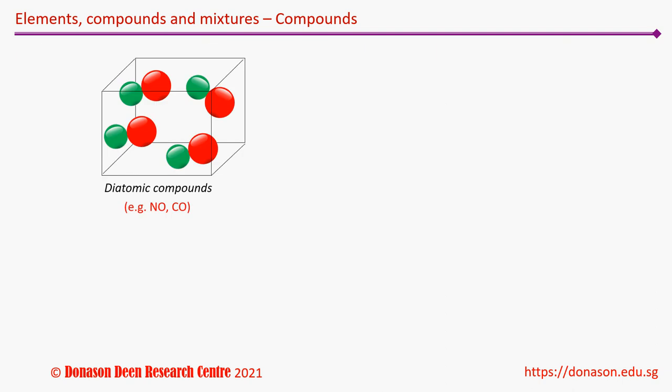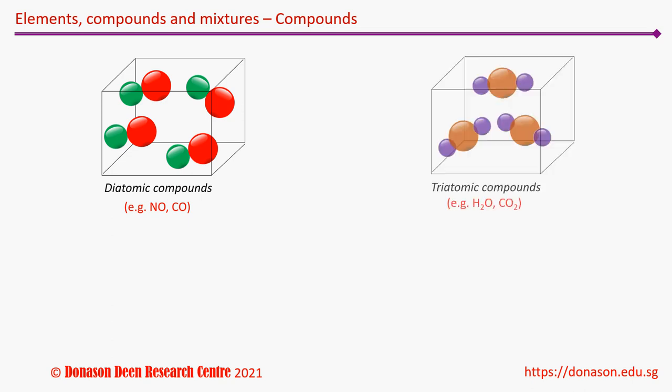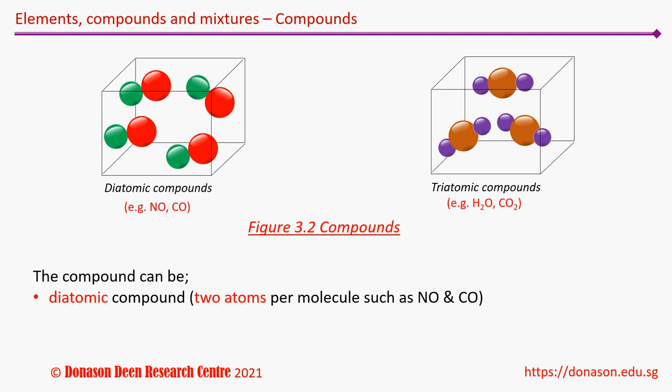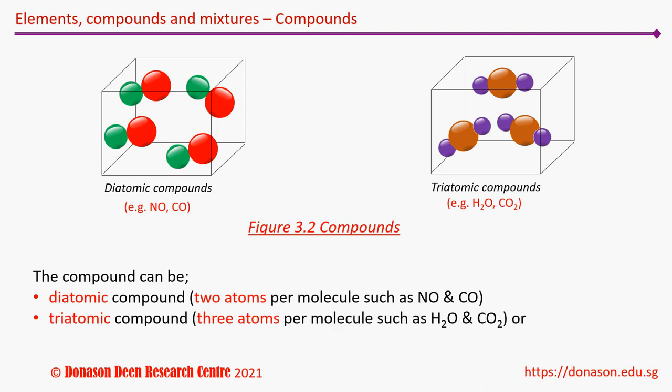The compounds can be diatomic, containing 2 atoms of different types bonded together in the ratio of 1 is to 1, such as carbon monoxide or nitrogen monoxide gases. Compounds such as water and carbon dioxide are triatomic compounds. As we can see, there are 3 atoms that are bonded together in each of the molecules in a triatomic compound. Thus, a diatomic compound contains 2 atoms per molecule, and a triatomic compound contains 3 atoms per molecule.